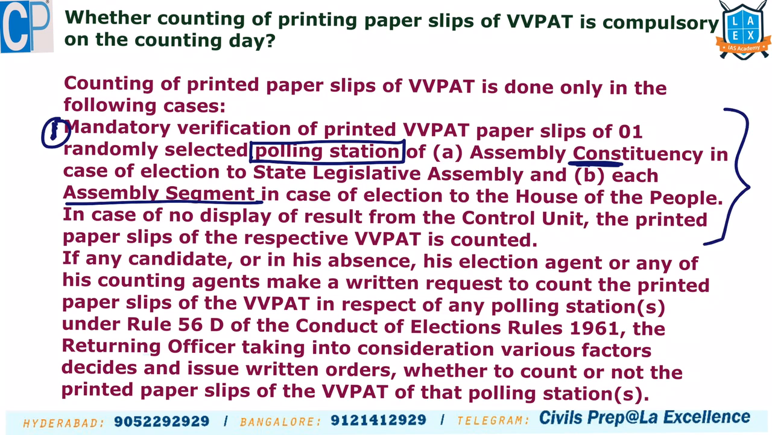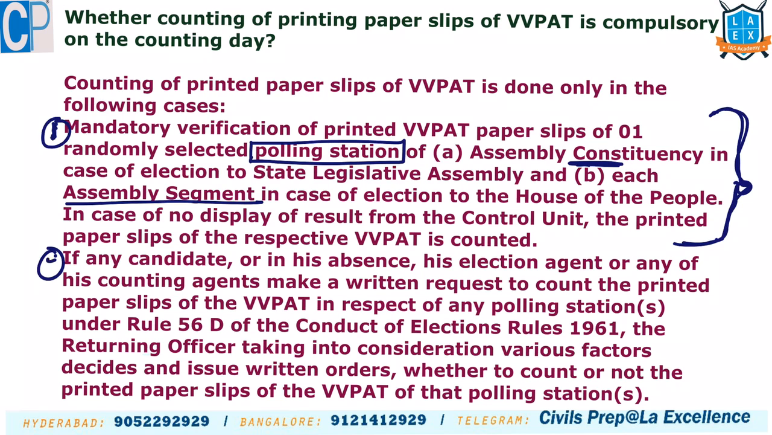Here is the only controversy. Opposition parties are asking that not just one polling station, but at least 50% of the polling stations should have VVPATs tallied with EVMs. But the Election Commission says it takes a lot of time. Why is it required? Anyway, EVMs are tamper-proof.